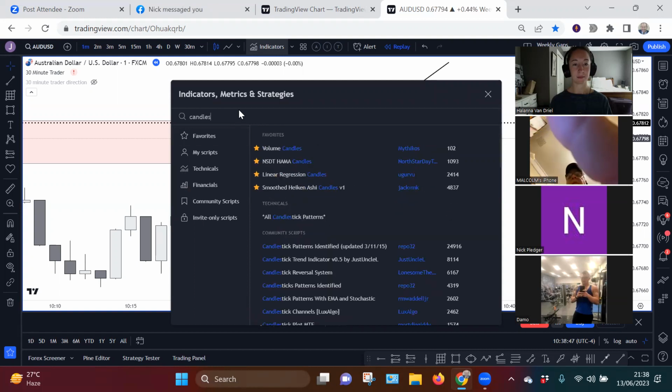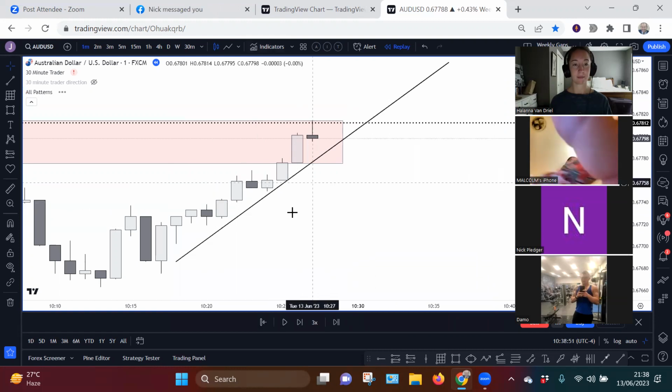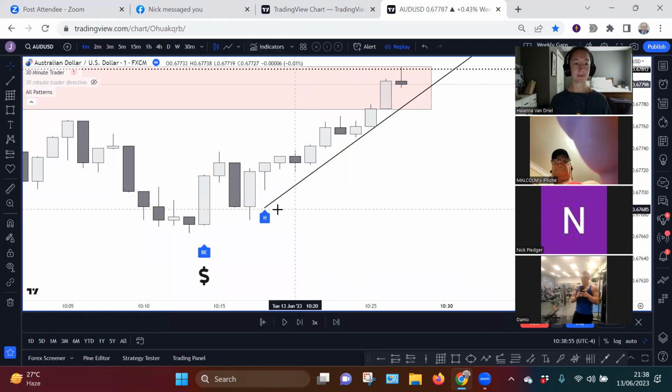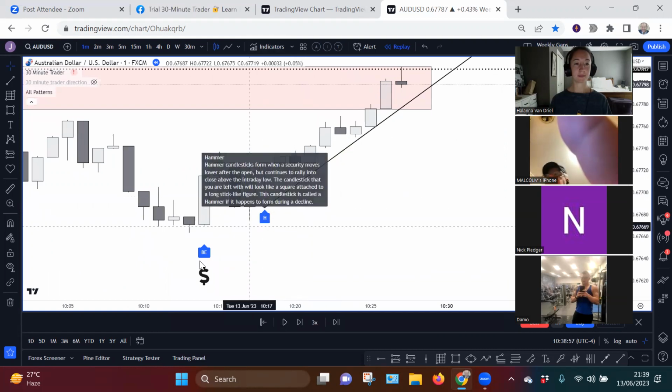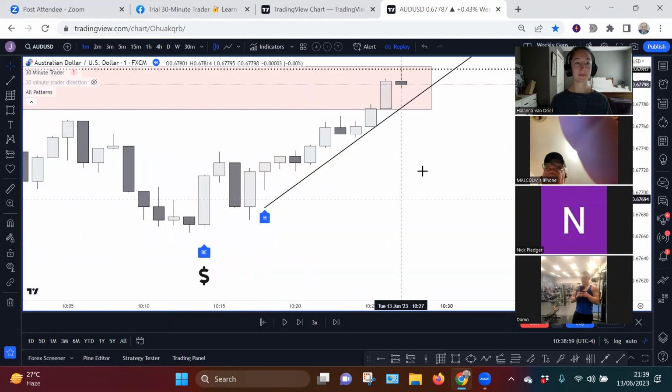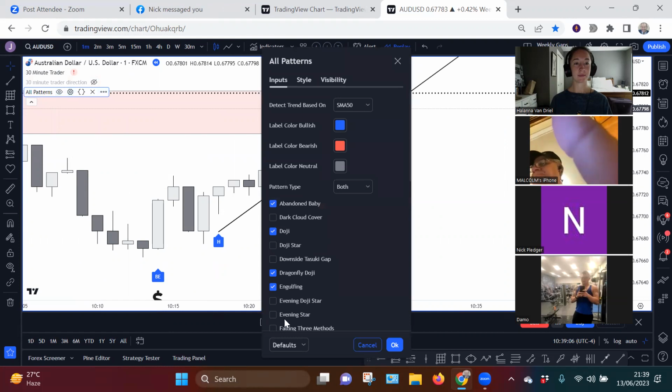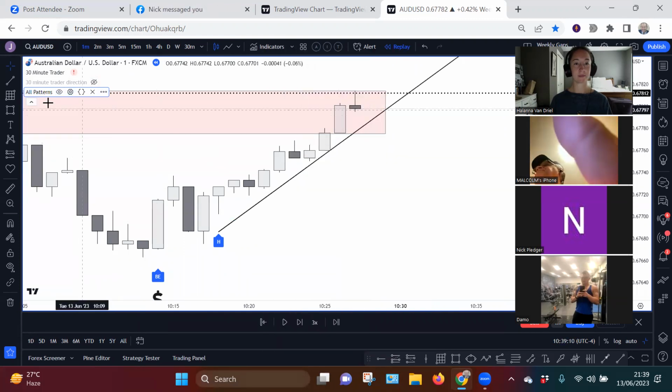That actually highlights all candle patterns. There you go, all candle patterns. Normally, if you hover over them, that one's a hammer, that one's an engulfing. I'm expecting them to do something. Oh, you've got to switch them on. I don't have them all switched on. Go and have a look at that. All patterns up there, and that'll help you read the candles.